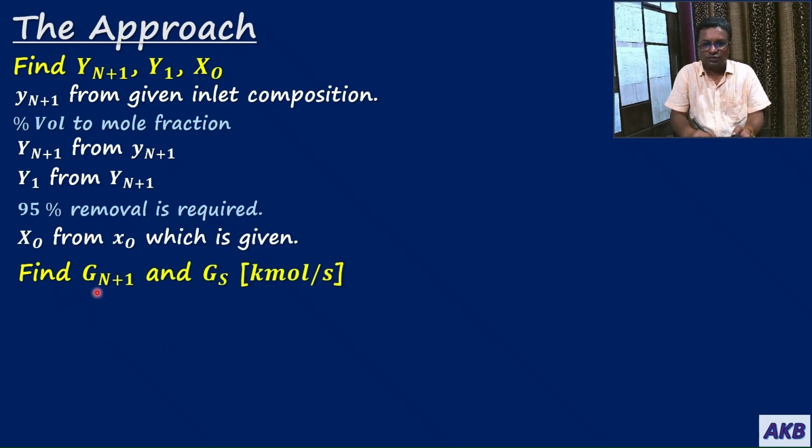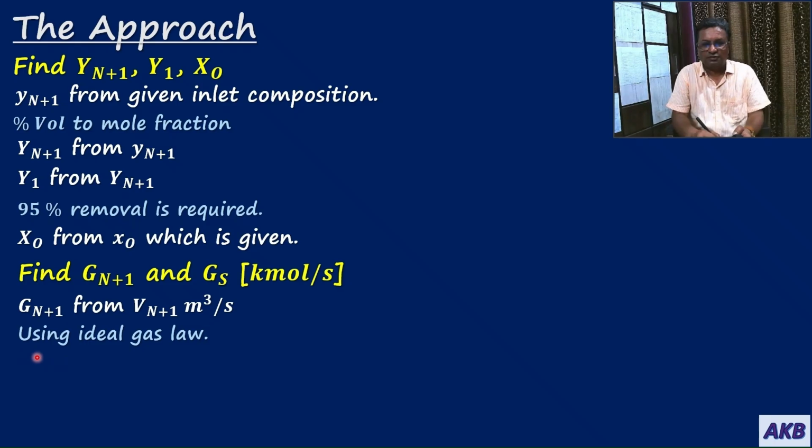Then after that we have to get Gn plus 1 and then Gs, which are molar flow rates. We will be getting them in kilomole per second. So Gn plus 1 we will get from Vn plus 1, which is meter cube per second. And how are we going to get that? We will get that by using the ideal gas law. We will assume that the inlet gas mixture is an ideal gas mixture, and then we will apply the ideal gas law and convert Vn plus 1, which is in meter cube per second, to Gn plus 1.